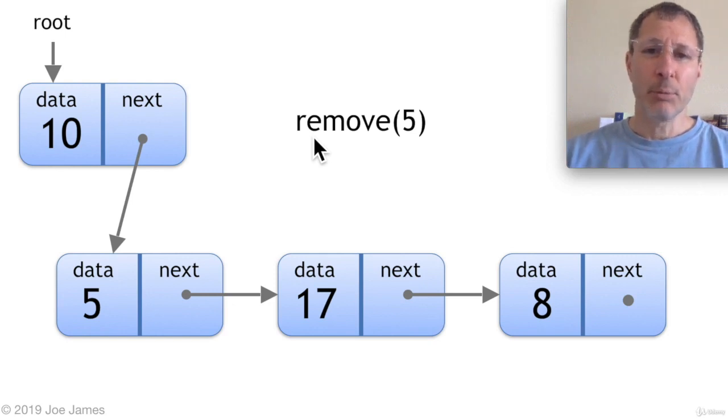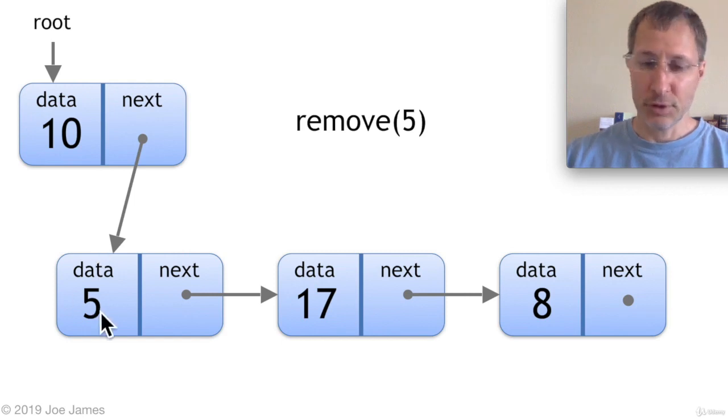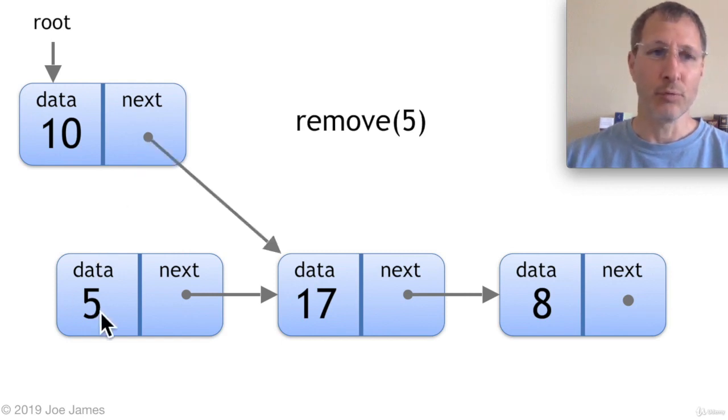But if we have a number that's in the list and we want to remove it, so we're going to remove 5, first we need to find that 5. So we start at the root. We check if this is the number. No, it's not. Is this the number? Yes, it is. So there's the node that we want to remove.